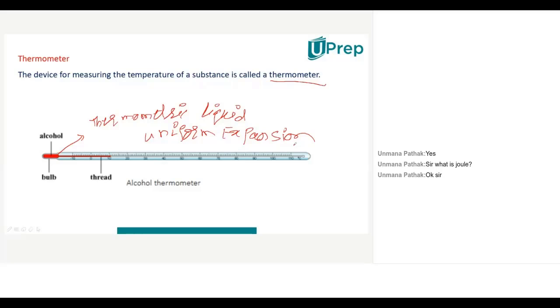Sir, can I? Tell me. Sir, for the same amount of heat, it should always expand the same amount. It shouldn't expand more once and less another time. Okay, good.